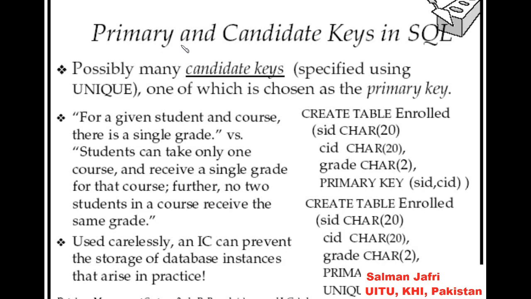Now there is also a concept of primary and candidate keys in SQL. Possibly there can be many candidate keys specified using UNIQUE. When we specify any field using UNIQUE, we know that the value should be unique. It should not repeat, right? So candidate keys can be specified using the UNIQUE keyword, and from the different candidate keys, we would select one which would be our primary key.